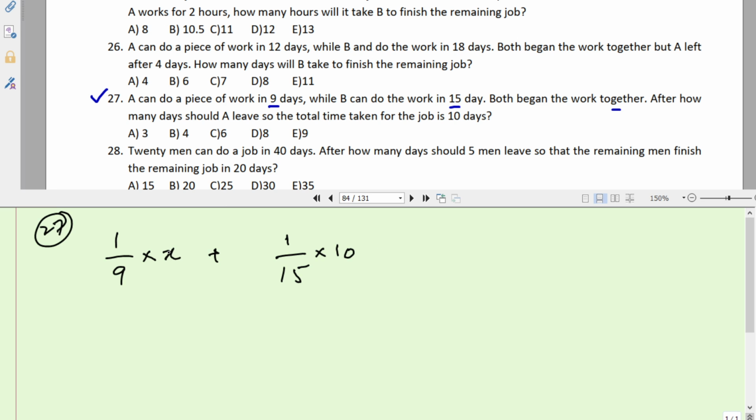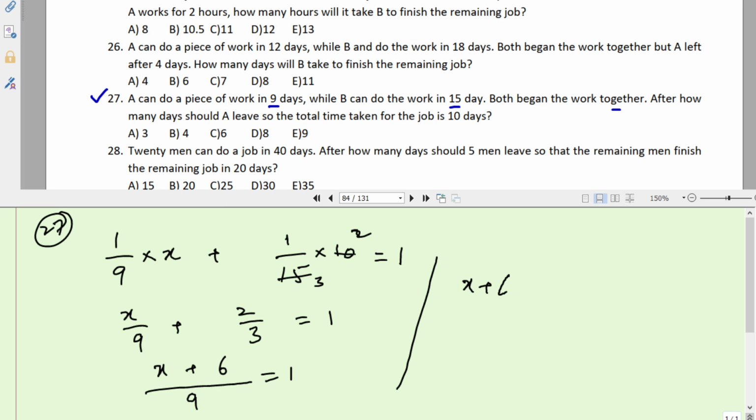So how long should this X be? That's what we need to find out, and that should be 1. Okay, so 5 times 2, 5 times 3, that will be X over 9 plus 2 over 3 is equal to 1. The LCM is 9, so X plus 6 is equal to 9. So X is equal to 3. So A worked for just 3 days.